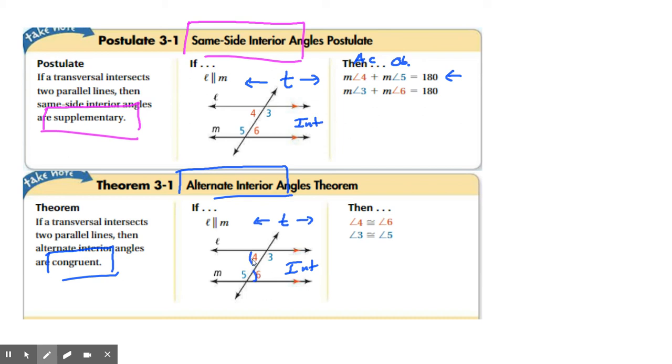And again, look, it's the acute and the acute. Angle 3 and angle 5 will be congruent. Look, it's the obtuse and the obtuse. It should make sense. So those are your interior angles.